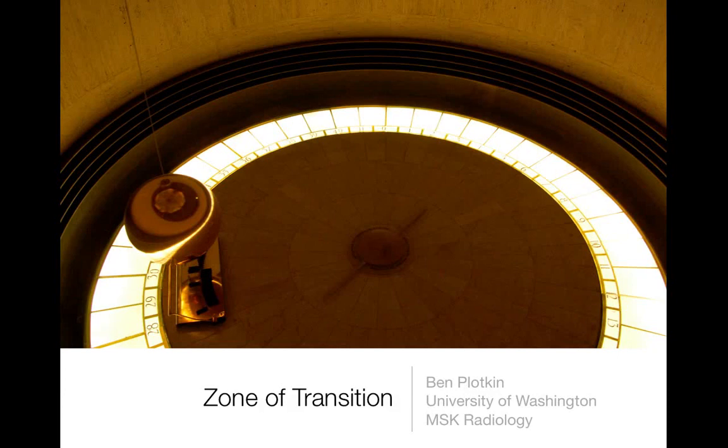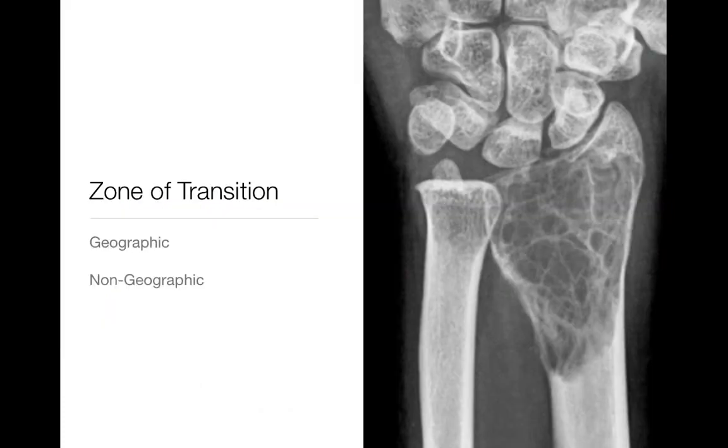In this lecture, we're going to look at a zone of transition, describing a zone of transition for bone tumors, what that means, and how that can help us to differentiate what kind of tumors are what, whether they're benign or aggressive, and perhaps, again, help us try to figure out what kind of tumor it is.